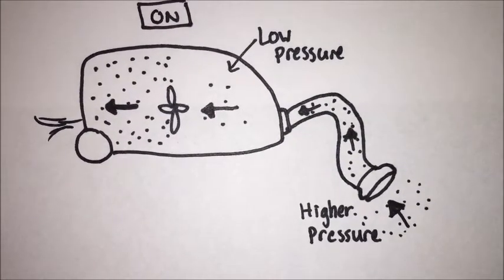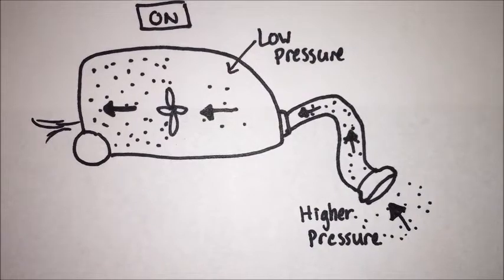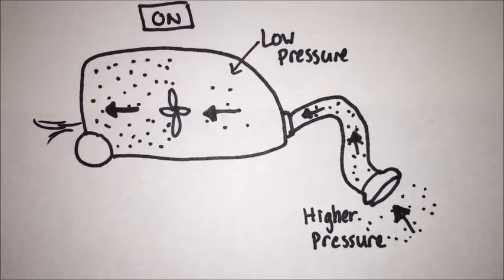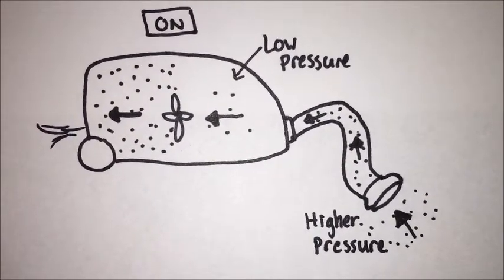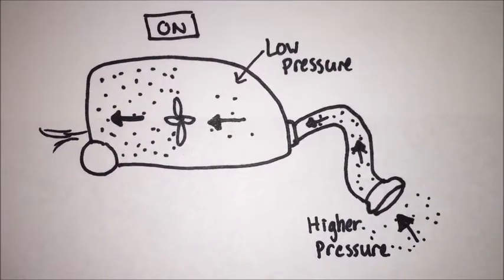So since the area outside the vacuum is higher, it wants to move into the hose and fill that low pressure area. And while the vacuum stays on, this low pressure system is going to stay there.